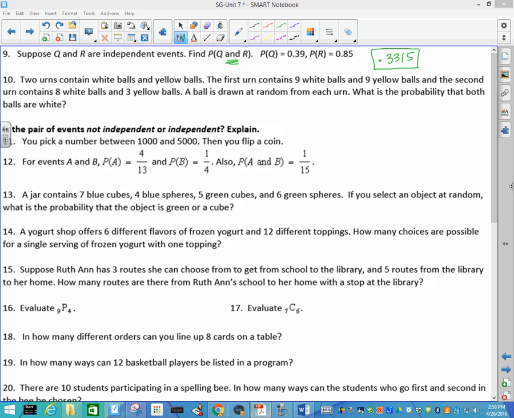Okay? Probability: two urns contain white balls and yellow balls. The first urn has 9 white and 9 yellow. The second urn has 8 white and 3 yellow.